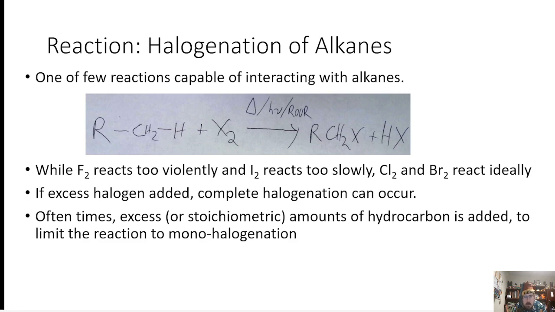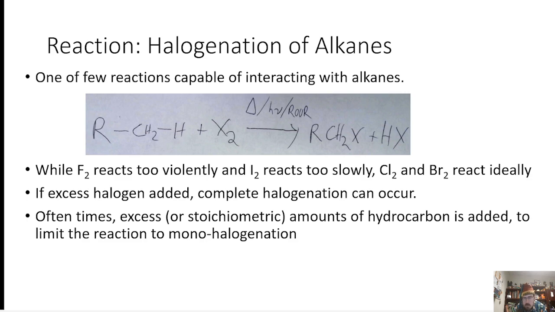So the basic idea is we mix some sort of halogen with an initiator, either heat, which is our delta sign, light, our H nu, or some radical initiator like peroxide. And the net effect, when all is said and done, is we form a monohalogenated alkane and an acid.